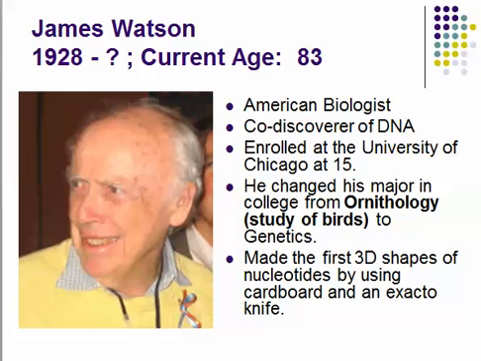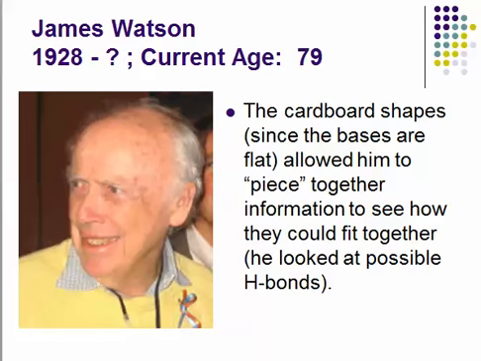He actually started his studies of birds and then changed to genetics when he went to college. He says the cardboard shapes, since the bases are flat, allowed him to piece together information to see how they could fit together. And really what they were looking at here were hydrogen bonds. How can we maximize the number of hydrogen bonds, and how can we turn and twist this molecule into a particular shape in order for the hydrogen bonding to take place at the maximum number that it can?